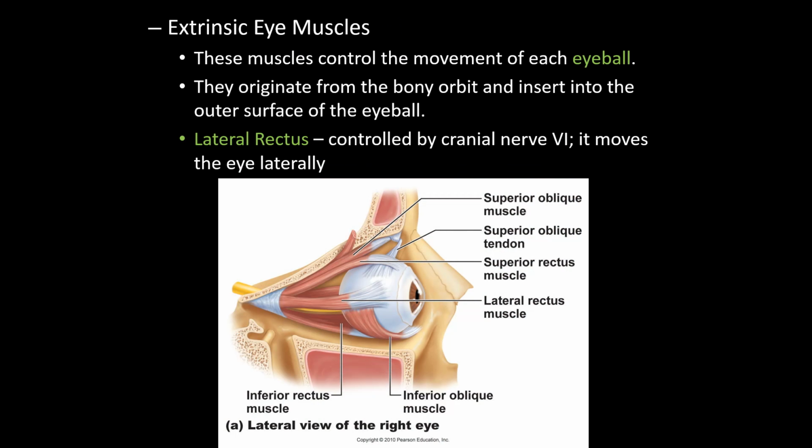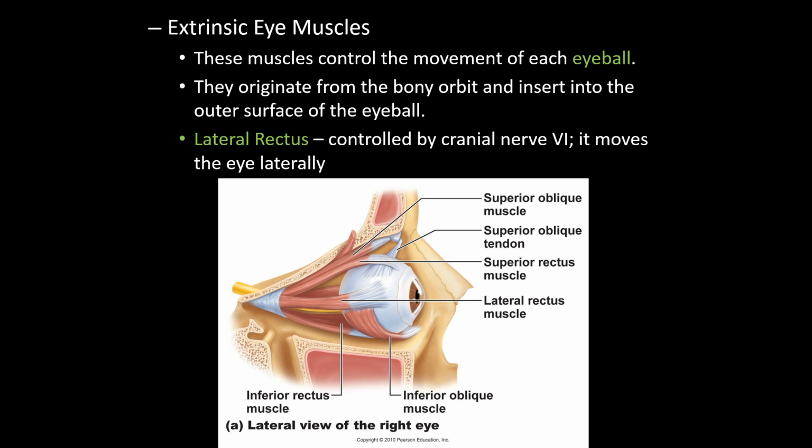Next, your extrinsic eye muscles. You have 6 of them. The names are actually really simple if you remember your directional terms. Also keep in mind rectus means straight and oblique means curved. So you have the superior rectus on the top, inferior rectus on the bottom, lateral rectus on the outside edge, medial rectus on the inside edge.